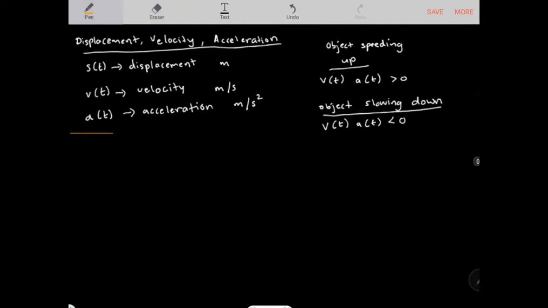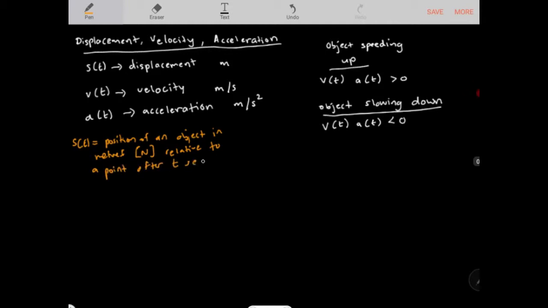Now I'm going to let s of t represent position, so the position of an object in meters north, because position is a vector quantity, you usually have to associate the object with a direction. So the position of the object in meters north relative to a point after t seconds. The unit for position is going to be meters.